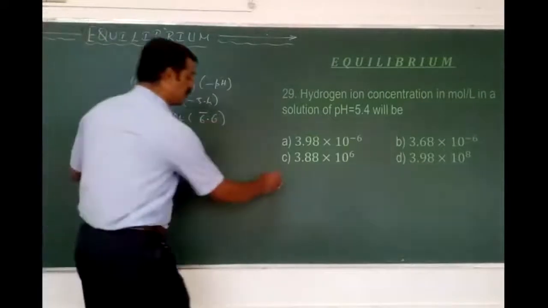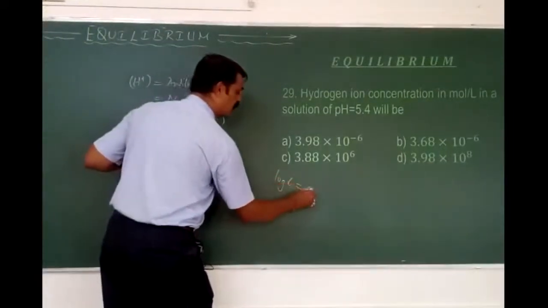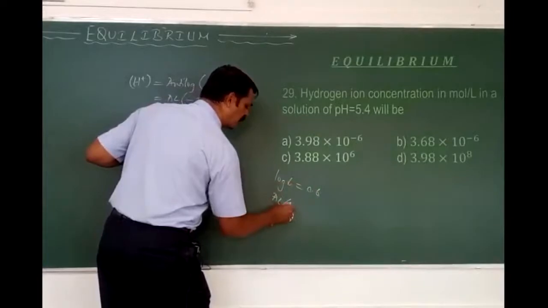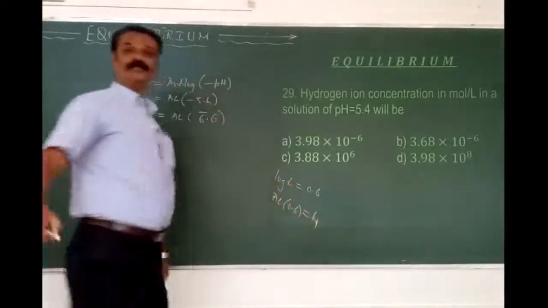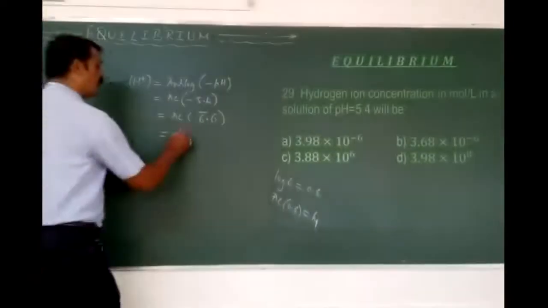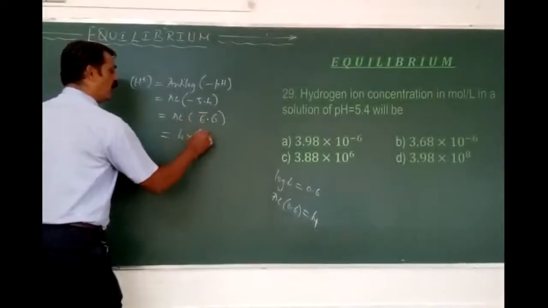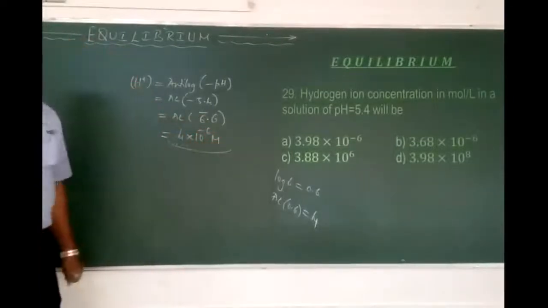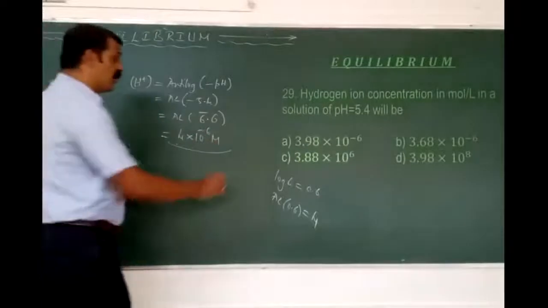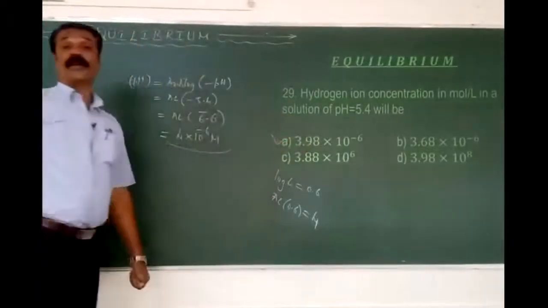Log 4 is 0.6. Therefore, what is antilog of 0.6? It's 4. Very simple. Therefore, it is 4 into 10 to the power of minus 6 molar. What is the nearest value here? It is 3.98 into 10 to the power of minus 6.